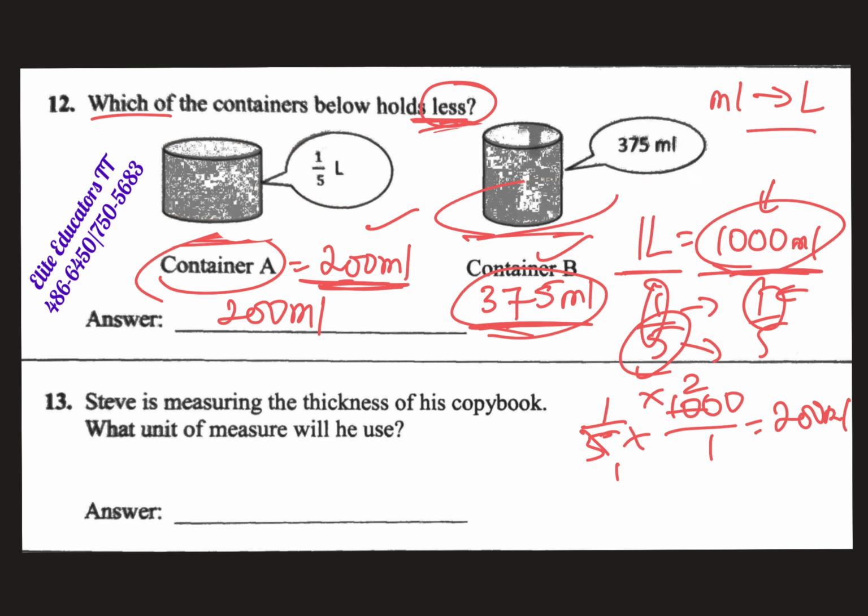They actually put one in milliliters and one in liters, and that way they would try to trick students into just looking at the pictures. Students who are really in a hurry and rush would immediately choose the one that looks smaller, and container B looks smaller. Now that we finished that question, let's move on to question number 13.